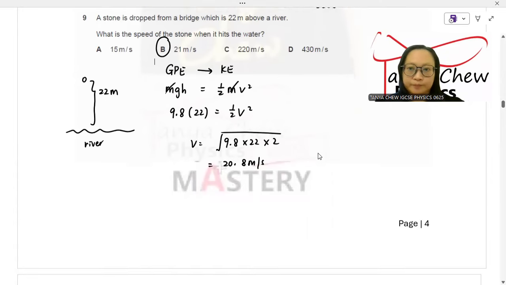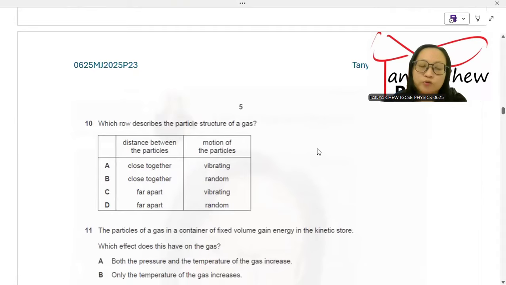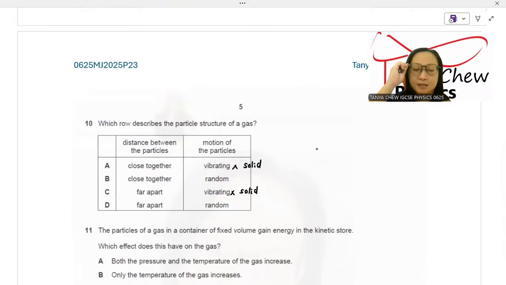That's the answer. Number 10, which row describes the particle structure of a gas? So when you see the word vibrating, this is definitely for solid. Only solid can vibrate. So you can eliminate A and C. Let us look at gas. Gas, the particles are moving in random directions. And the distance between the particles is far apart because the intermolecular forces between the particles are smallest. That is why they are free to move about in their own directions.